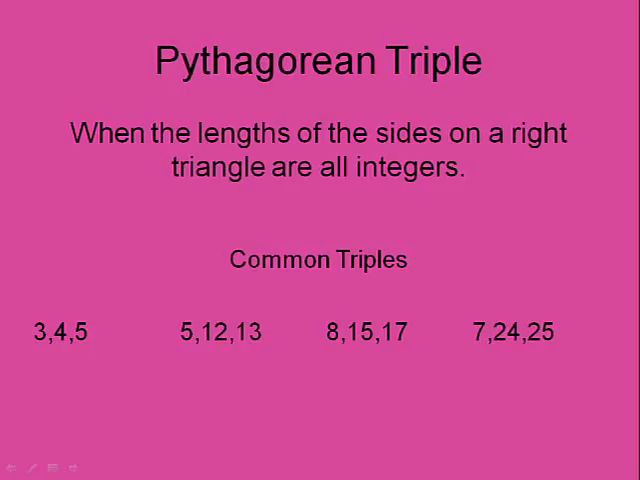You don't have to know all these. The one that's most commonly used is a 3, 4, 5 triangle. So 3 units by 4 units by 5 units.